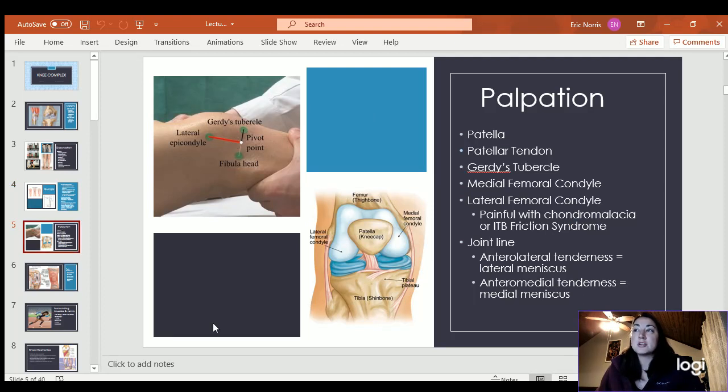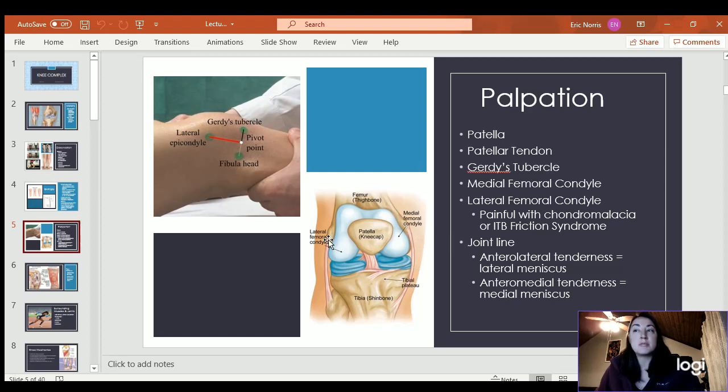All right, palpation. So we will palpate all these areas in class. I did want to point out Gerdy's tubercle. That's a point that they use to help find the pivot point of the knee. So from Gerdy's tubercle, draw a line to the fibular head and one line straight down from the lateral epicondyle to meet that center point, and that would be your pivot point of the knee. But we will palpate in class and find all these other areas.